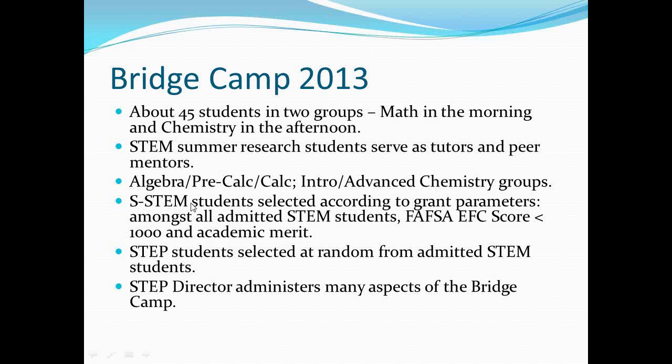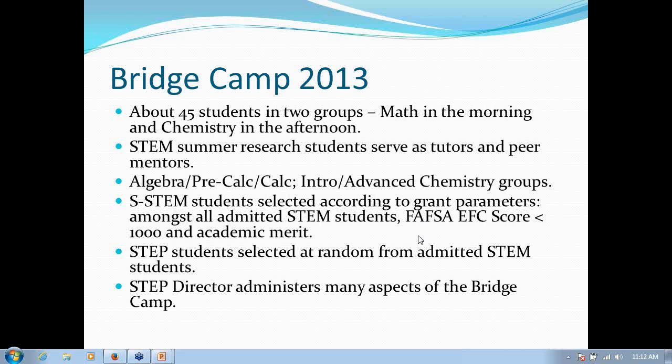There were S-STEM students from our S-STEM scholarship, students from the STEP scholarship, students from the possibility scholarship, and students from the business school. The S-STEM students were selected according to the grant parameters, which were the following. Amongst all the admitted STEM students, their FAFSA EFC score had to be less than 1,000, showing financial disadvantage, and they had to have sufficient academic merit as measured by SAT and high school GPA and by our admissions office. The STEP students selected in 2013 were selected at random from the admitted STEM students. The whole logistics for all this was organized by the STEP director, and she's done a fantastic job in this. Can we have the next slide, please?